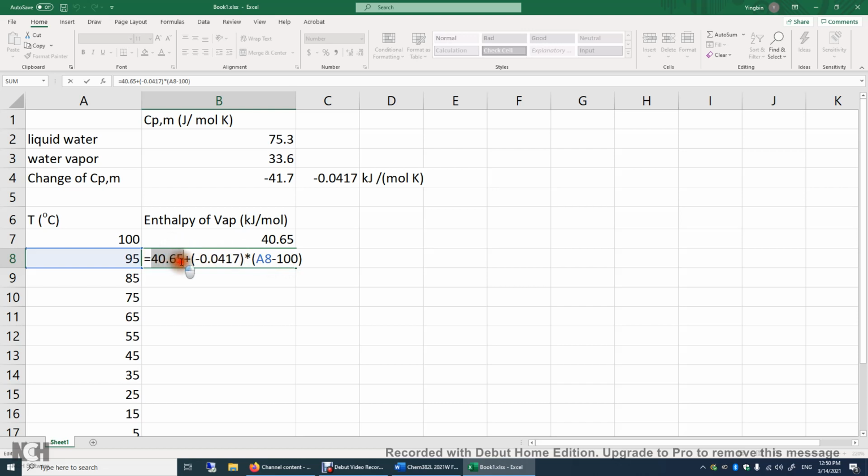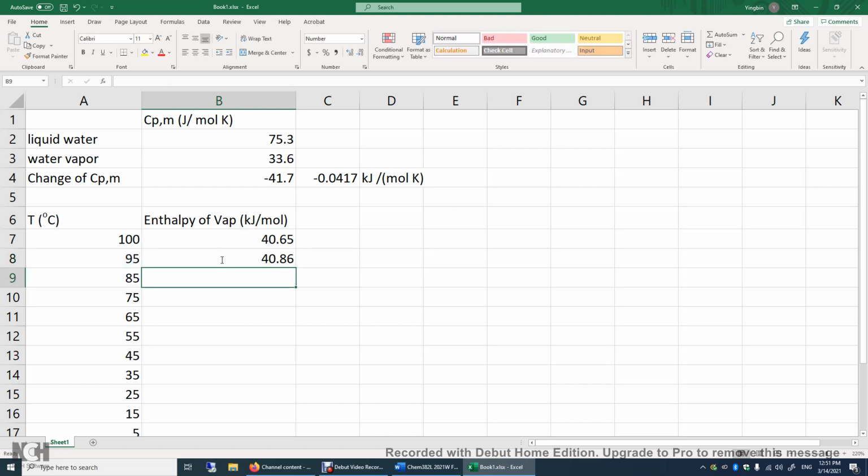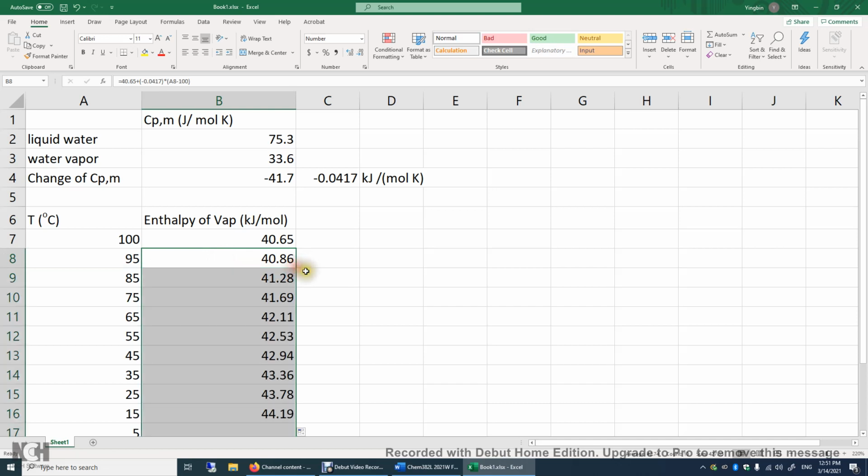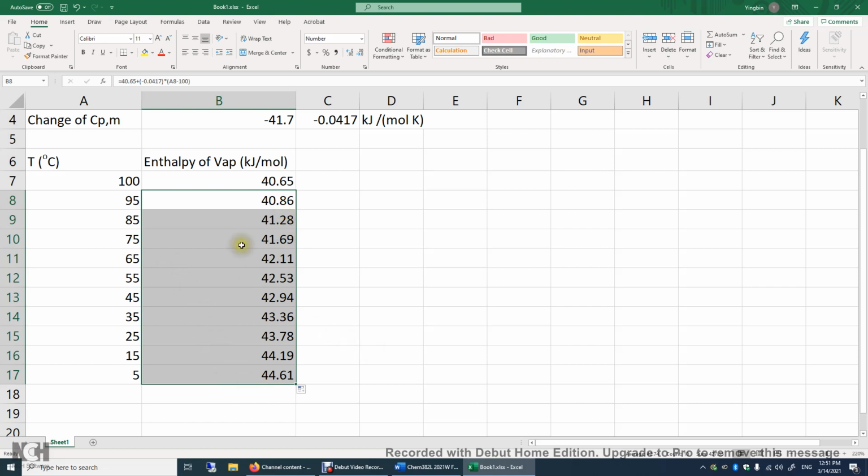40.65, this part is the enthalpy of vaporization at 100 degrees Celsius. Now we're going to look at the difference between 95 and 100. So I'm using 95 minus 100 and then multiplied by delta CPM. Fortunately, again, this delta CPM is roughly a constant between 5 and 100 degrees Celsius. And then I'm going to just double click this filled tiny square here, and we filled out all the cells. So you can see at 5 degrees Celsius, the enthalpy of vaporization is 44.6 kilojoule per mole. 100 degrees, well, 40.65 kilojoule per mole.